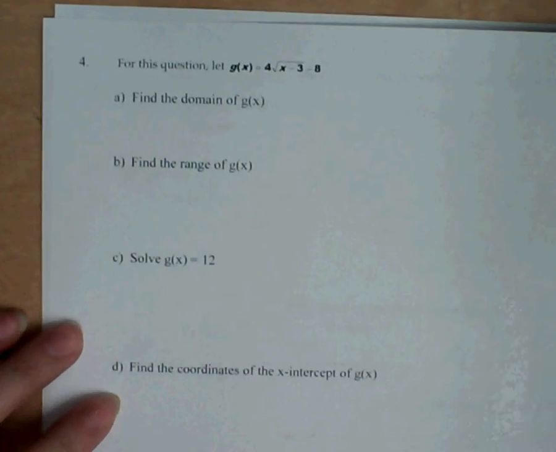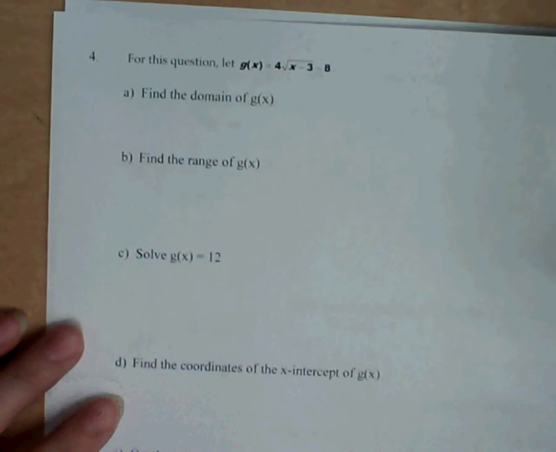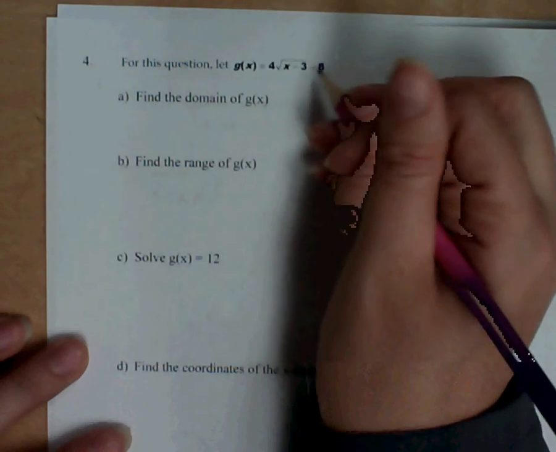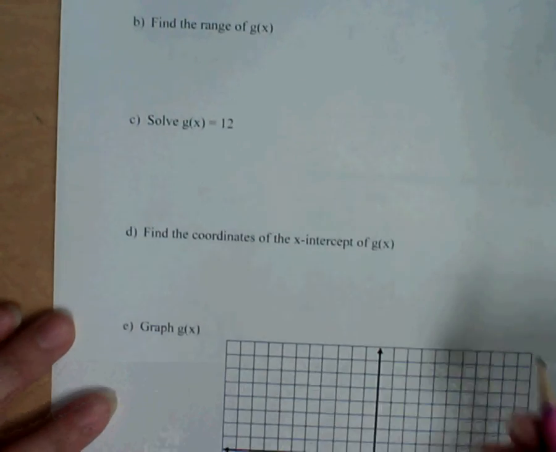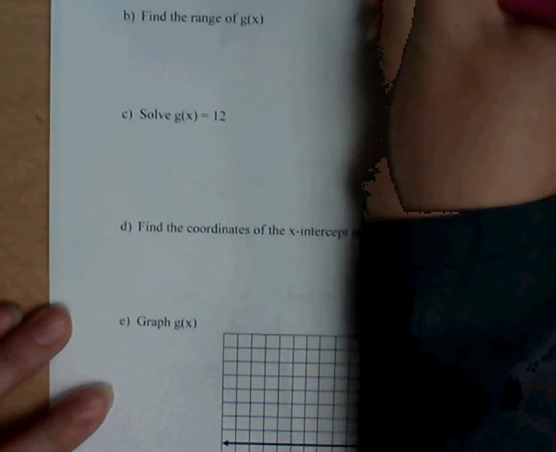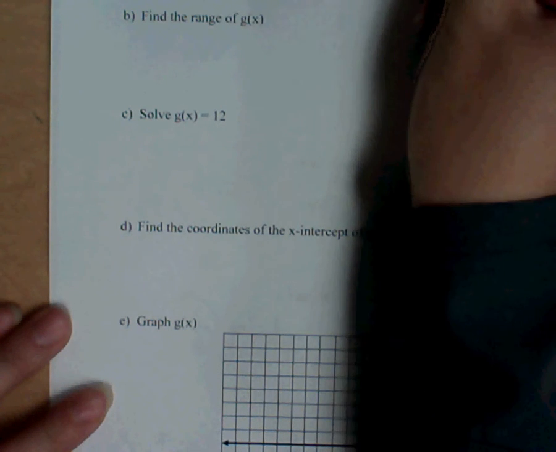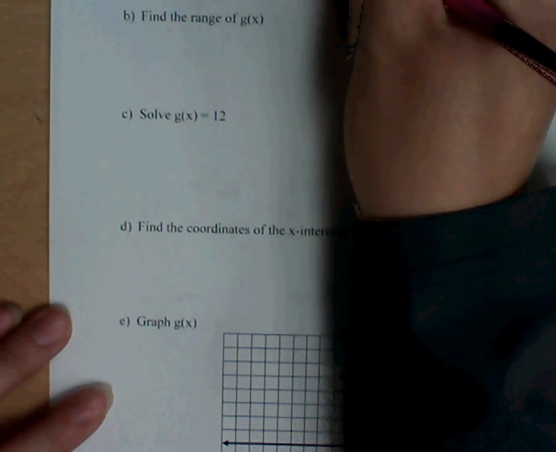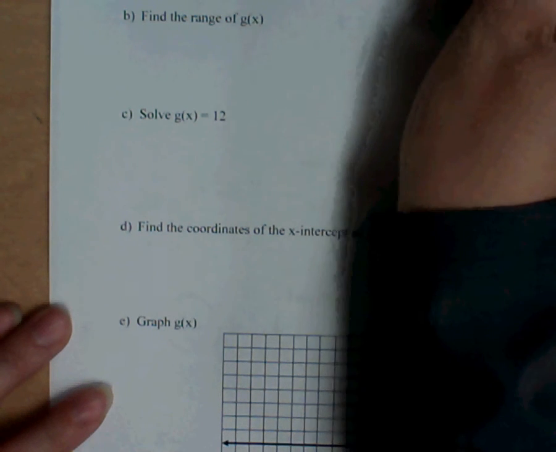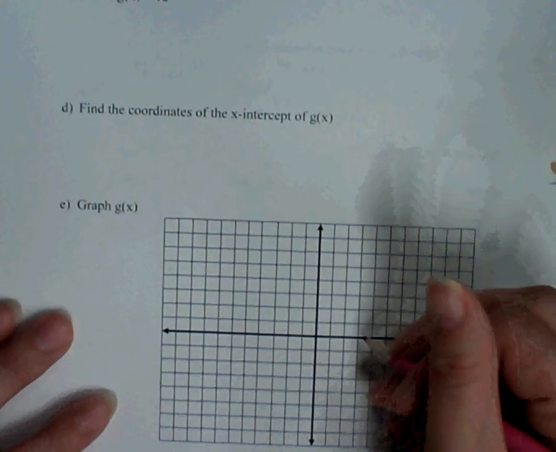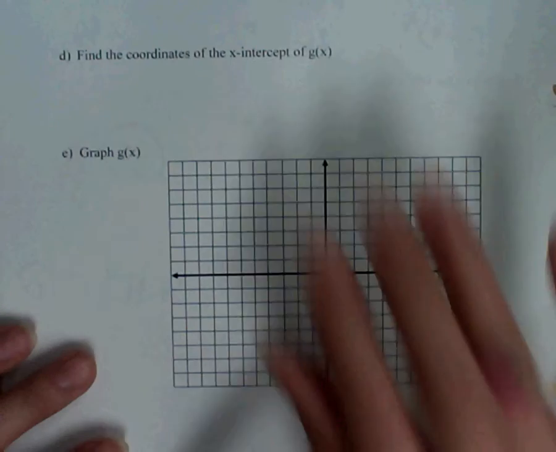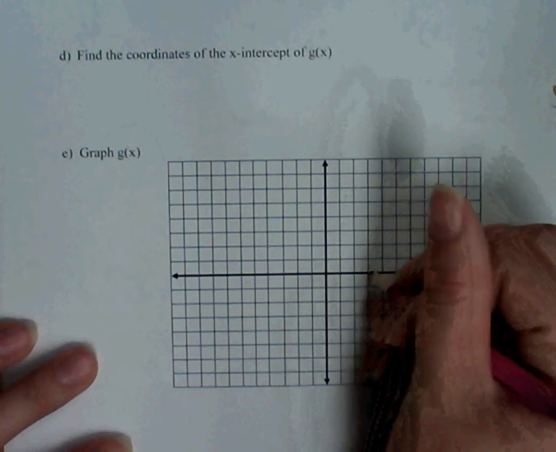Number 4. For this question, let g of x equal 4 root of x minus 3 minus 8. So our domain, okay, I'm going to go ahead and graph this function. So I know that it went right 3 and down 8, and it has a vertical stretch of 4. So right 3, that is where I know that from. Then I'm going to move it right 3 and down 8.